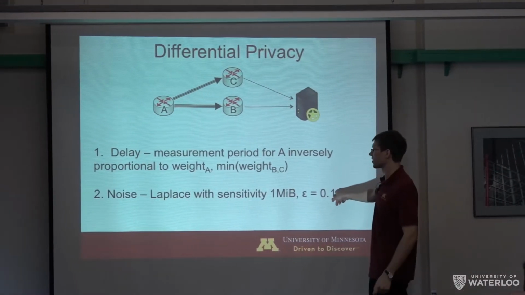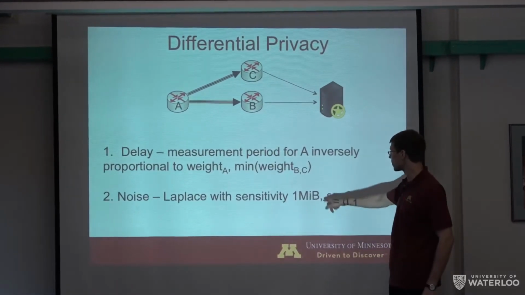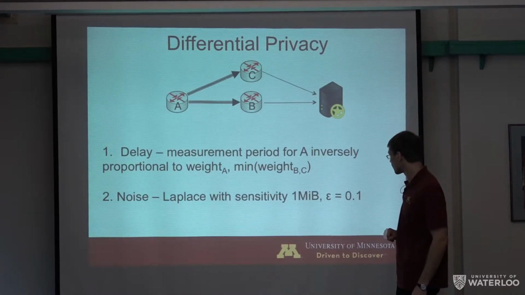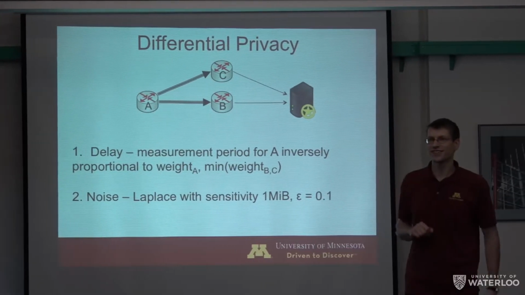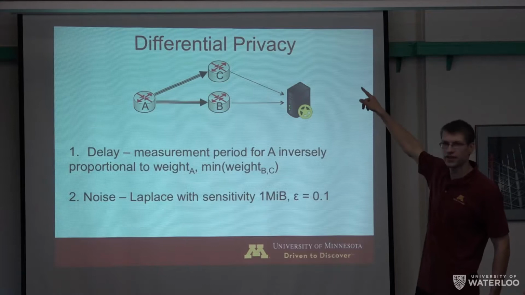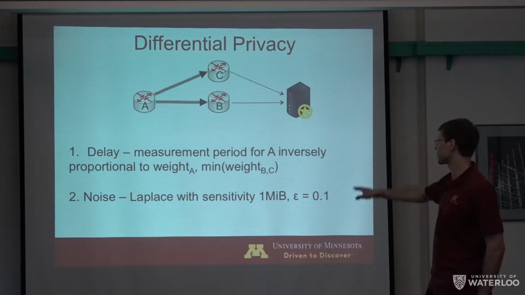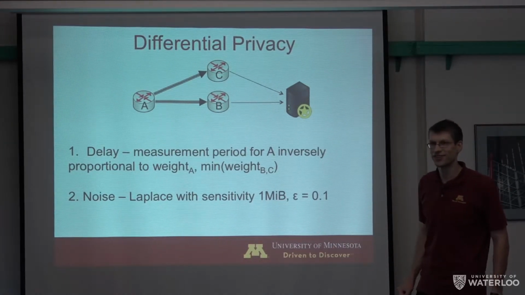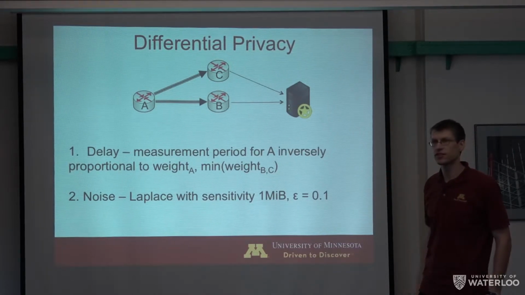Then we add some kind of Laplace noise. I'm not really sure why 1 megabyte was the amount we chose to evaluate in the paper, but that's the amount we chose. The noise is added by each relay, independently. Each relay independently adds Laplace noise with sensitivity 1 megabyte and epsilon set to 0.1 to its estimated traffic value before it sends it to the directory authority.